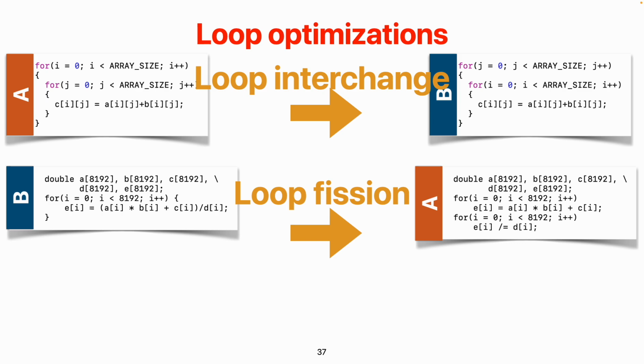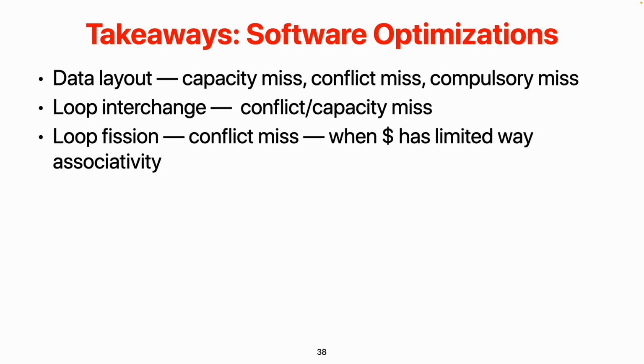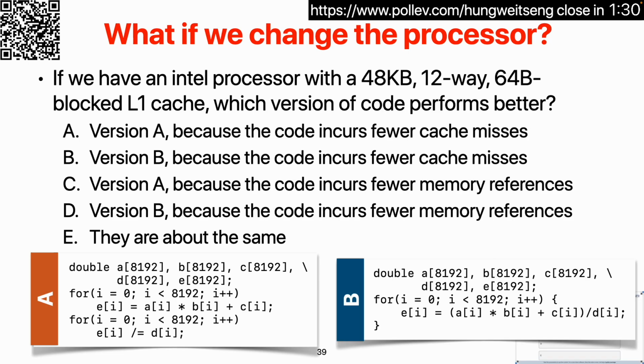Okay, this is called loop fission, where we try to split a loop into two. So loop fission is actually a pretty good approach to help us mitigate the conflict miss. Now, how about the code we run? For this code, if we run it on an Intel processor, how does that go?